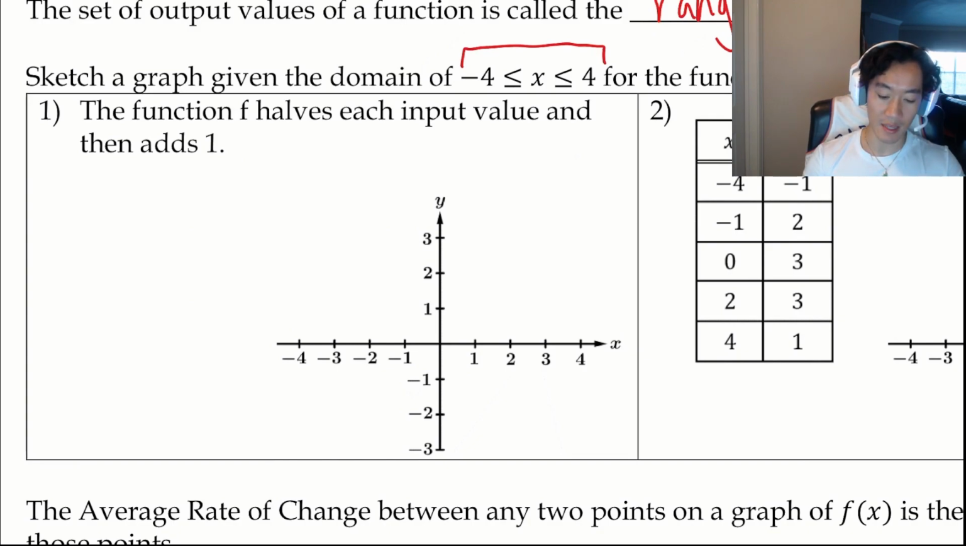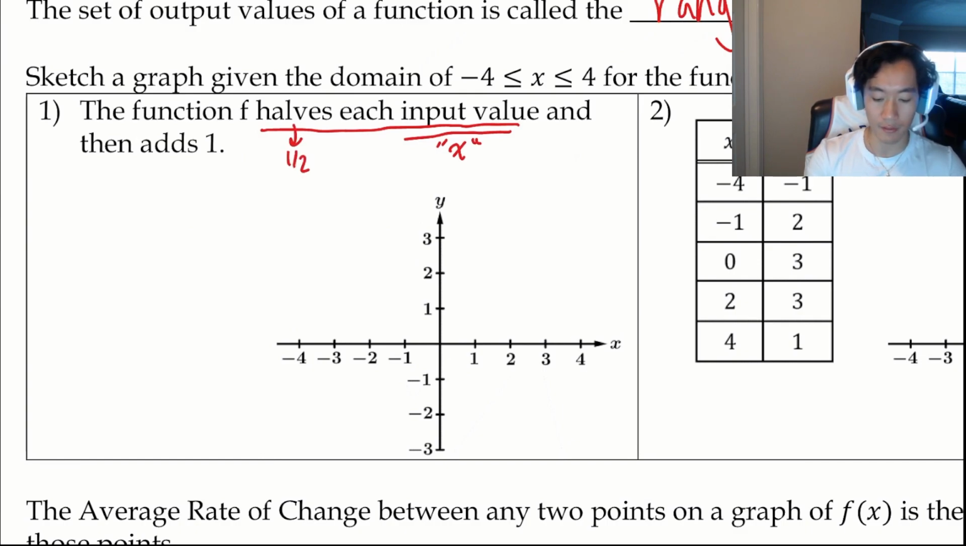But then the statement that they give us in question one is, well, we really need to write a function that represents that, right? So it says that we have a function f that halves each input value. Remember that an input value is represented by the x variable, right? And halves probably just means 1/2. And then it adds 1. So we can write this function relatively easily, right?